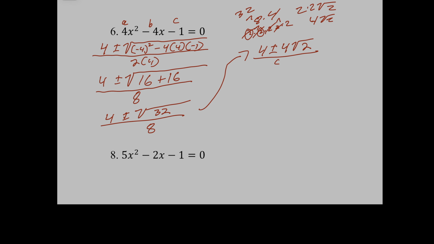2 over 8. Now, I can see that both 4s will reduce. So that's 4 over 8 plus or minus 4 root 2 over 8, which reduces to 1/2 plus or minus square root of 2 over 2. That's how I got that. Okay, and that, my friends, is the answer. It's nasty, but it's correct.